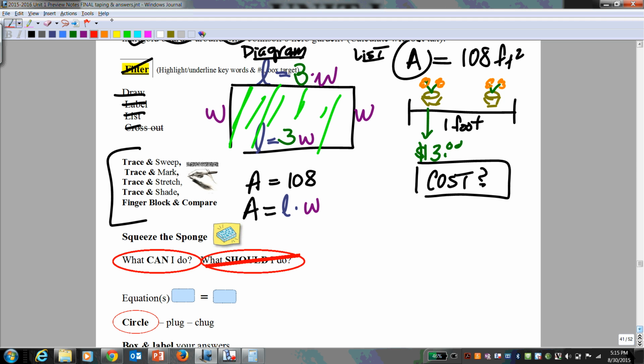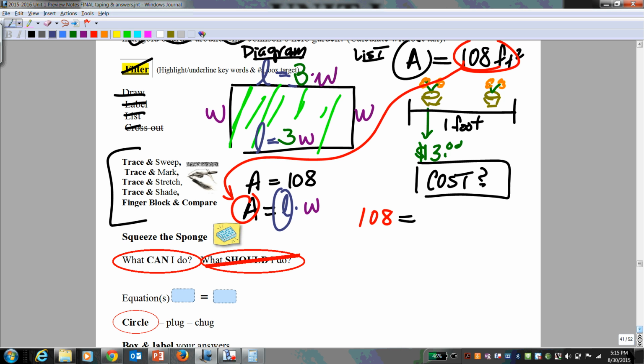Well, I know my area is 108 feet, so I'm going to draw an arrow and I'm going to plug it in. Get in the habit of drawing arrows to connect stuff. It helps your brain not get lost. So I have 108 equals. And I circle my length. I want to get down to 1 variable, so I'm going to circle, pick it up. I'm going to plug it in right there. 3 times W. And then I bring down my other W. Okay, now I'm down to 1 variable.